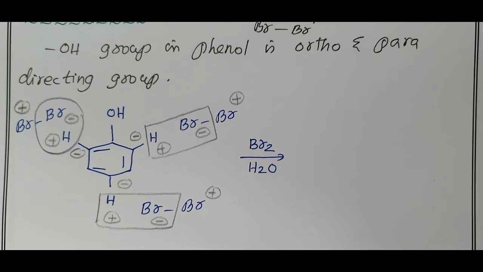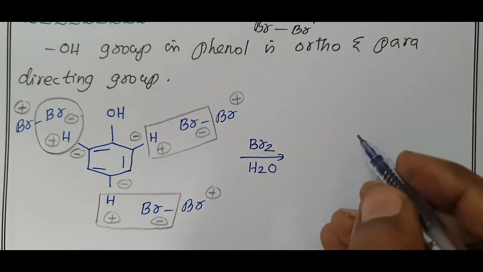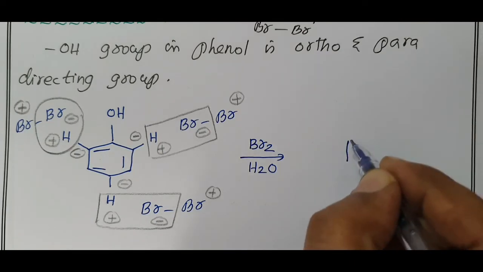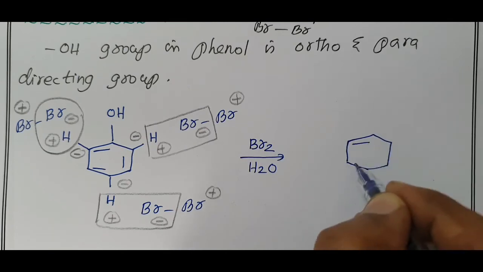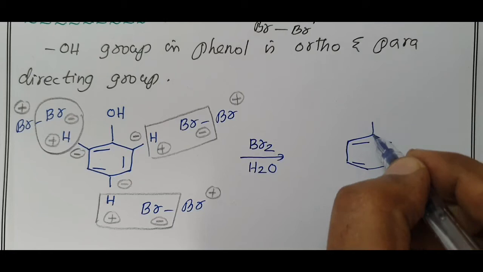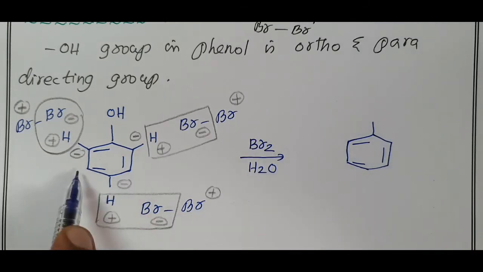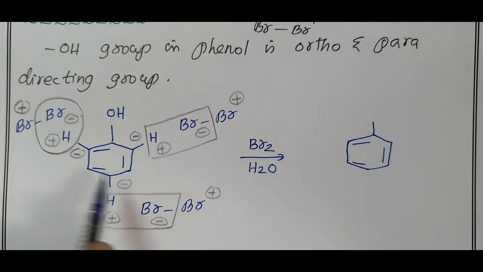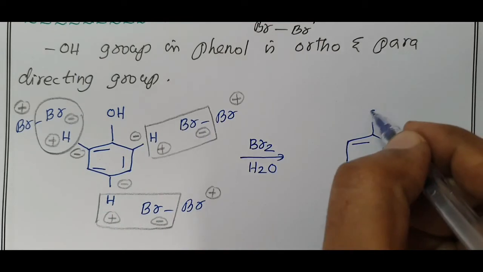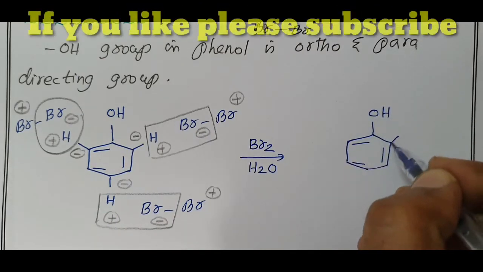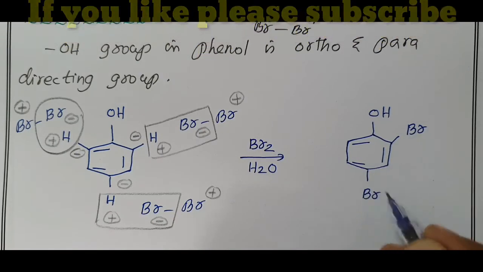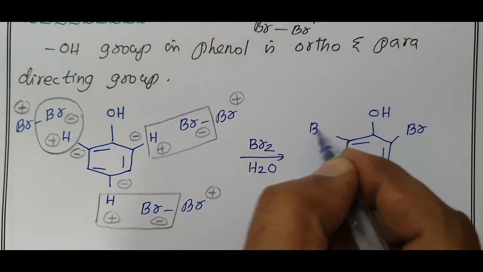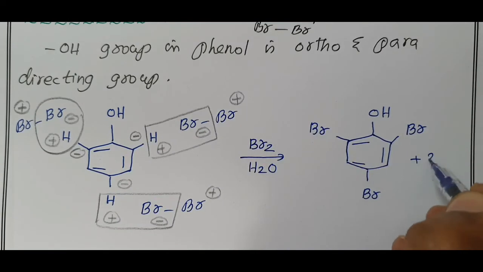So, each H plus ion of phenol is replaced by Br plus. The molecular formula now becomes C6H2. Only these two carbon atoms now contain hydrogen. Here you have one OH, on the ortho carbon one Br, on the para carbon another Br, and on the other ortho carbon one Br. Totally 3 molecules of HBr are removed.